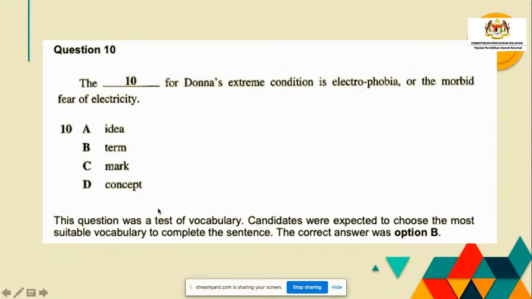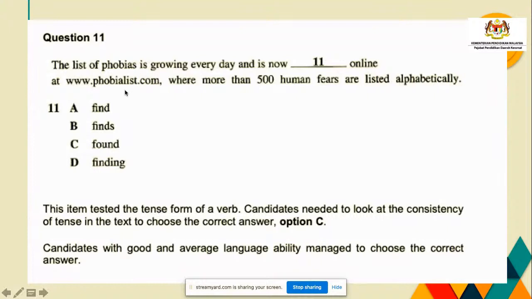Okay, one more. Okay, question 11. The list of phobias. List ni ada satu, sebab tu dia ada is kat sini, walaupun sini ada s kan. Is ni bukan merujuk pada phobias ni, tapi dia merujuk pada list ni. So hanya satu list. Okay, the list of phobias is growing every day and is now online at www.phobialist.com. Okay, dia kata list untuk jenis-jenis ketakutan ni semakin banyak. Okay, growing every day, semakin banyak setiap hari. Dan sekarang, and is now, dan sekarang dah ada dekat online pun.